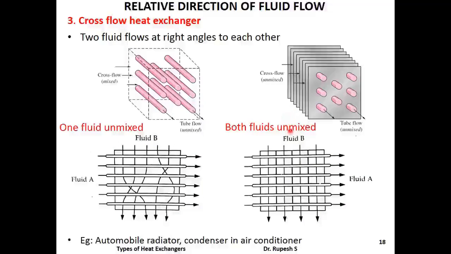In type 2, in addition to the confinement imposed on fluid A, fluid B is also confined to flow through passages made by placing plates as shown in the figure. Here, fluid A as well as fluid B, that is both the fluids, are unmixed. This type of cross-flow heat exchanger is known as a cross-flow heat exchanger with both fluids unmixed. Automobile radiators and condensers in air conditioners are some examples of cross-flow heat exchangers.